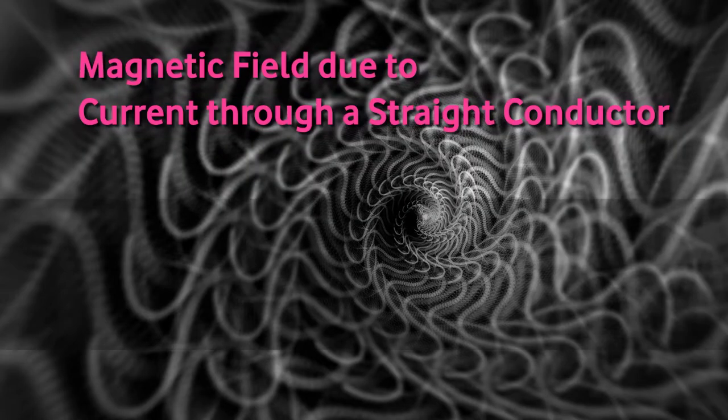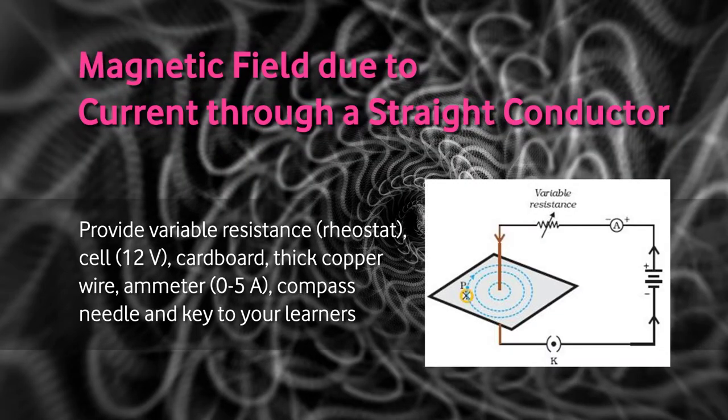For this, what you need to do? You need to give them different kinds of conductors. Either you can do a group activity, where one group is given a straight conductor, one group a circular conductor, and one group the solenoid. Or if you have more conductors, divide them into 3-4 groups and first give all the straight conductors, then the other conductors. What you need to provide them: a variable resistance, a cell of 12 volt or not more than that, a cardboard, a thick copper wire, an ammeter, the compass needle and a key.